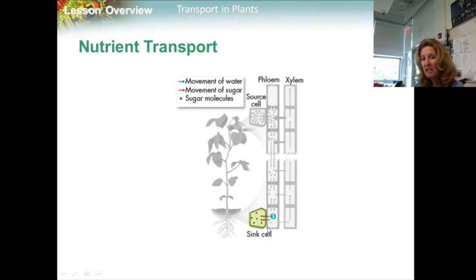And then third, if another region of the plant has a need for sugars, they are actively pumped out of the tube and into the surrounding tissue. Water then leaves the tube via osmosis, reducing the pressure. The result of the pressure flow system is the flow of nutrient-rich fluid from the sources of sugars, source cells, to the places where sugars are used or stored, which are called sink cells.